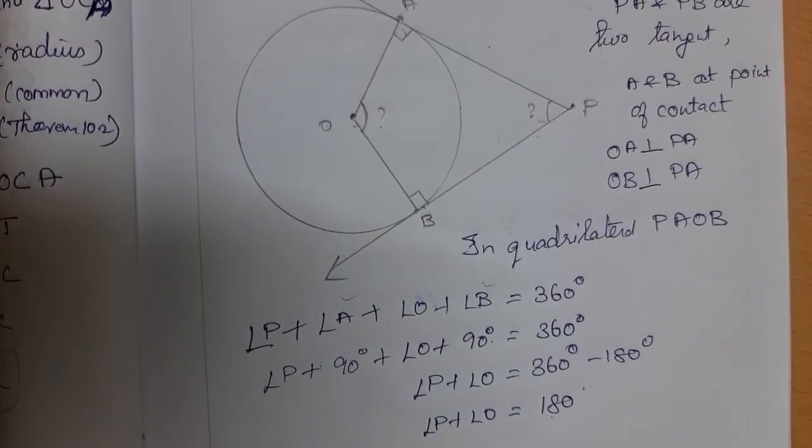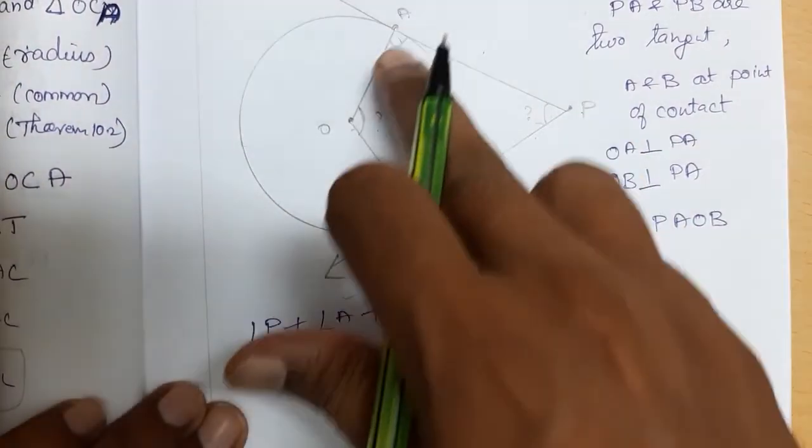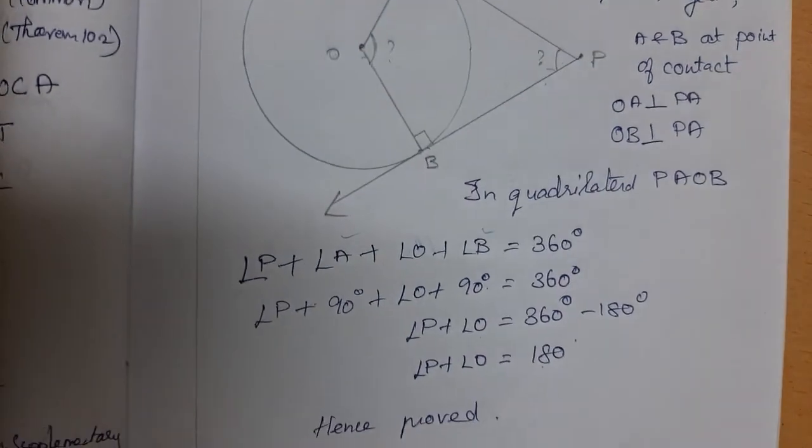Clear? So P is the angle between the tangents and O is the angle subtended by the radii. So it is supplementary.